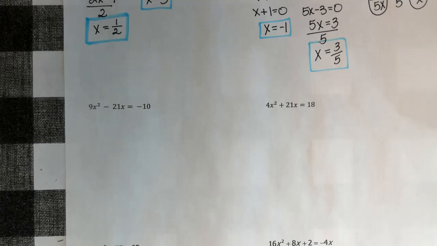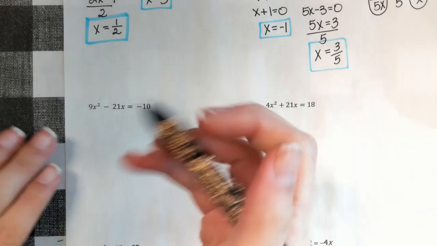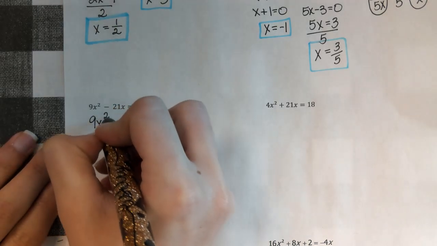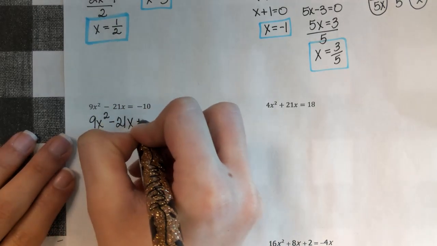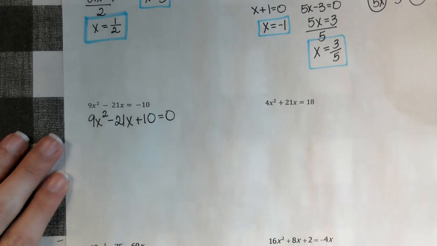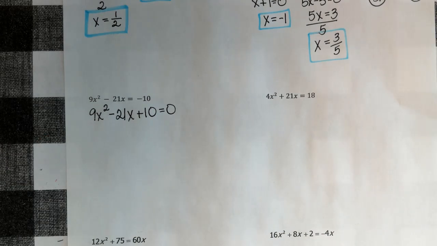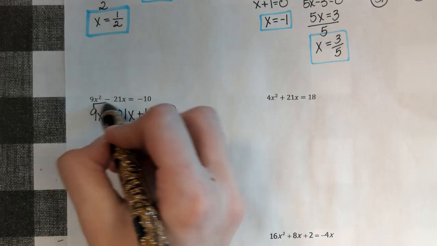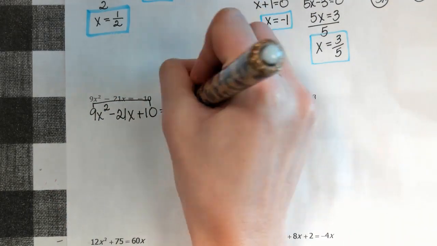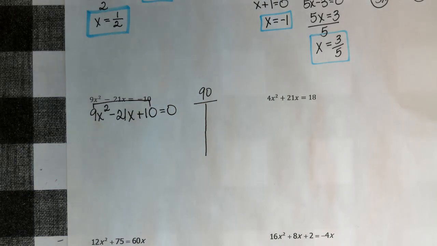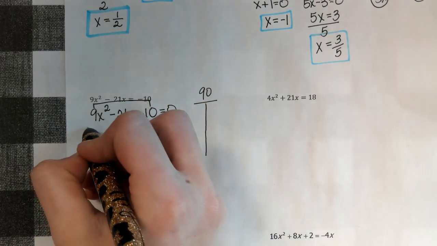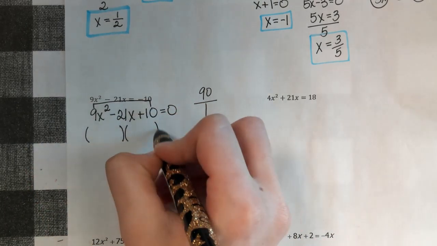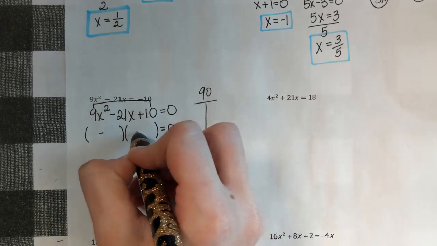My next one. What would you do first? Add 10. So 9x squared minus 21x plus 10 equals 0. Do I have a GCF? No. So 9 times 10 is 90. Okay. Are they going to be the same or different signs? They're the same. They're both going to be negative.